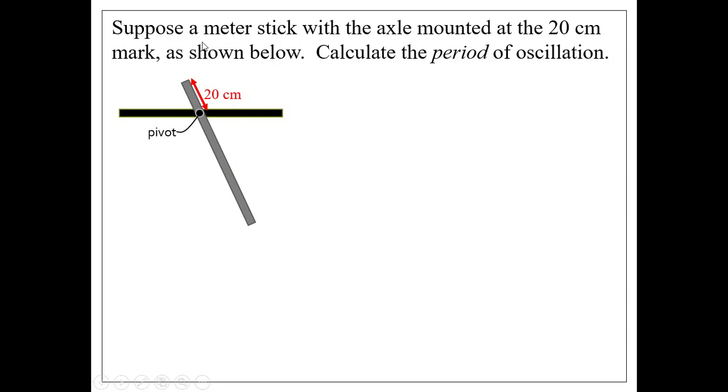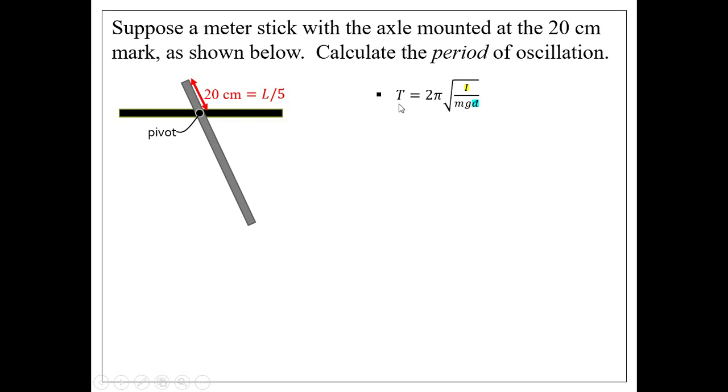Keep in mind a meter stick is a meter long, which is 100 centimeters, because 1 meter is 100 centimeters. So the problem says 20 centimeters, but really 20 centimeters is just 1/5 of 100 centimeters. So essentially I'm just going to denote 20 centimeters as equivalent to the length of the meter stick divided by 5, because 20 is 1/5 of 100. So that's why it's equal to L divided by 5.